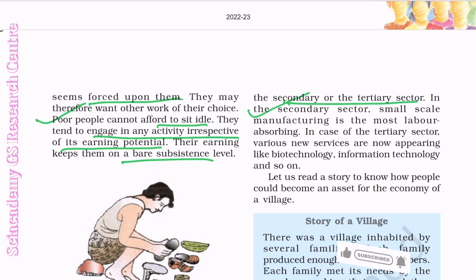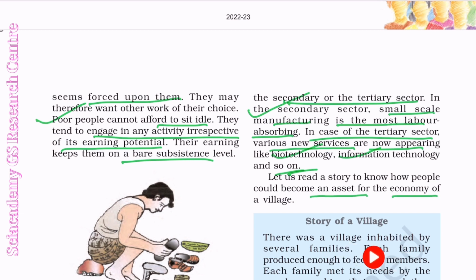In the secondary sector, small scale manufacturing is the most labor absorbing. In case of the tertiary sector, various new services are now appearing like biotechnology, information technology, and so on. Let us read a story to know how people could become an asset for the economy of a village. The story of a village.